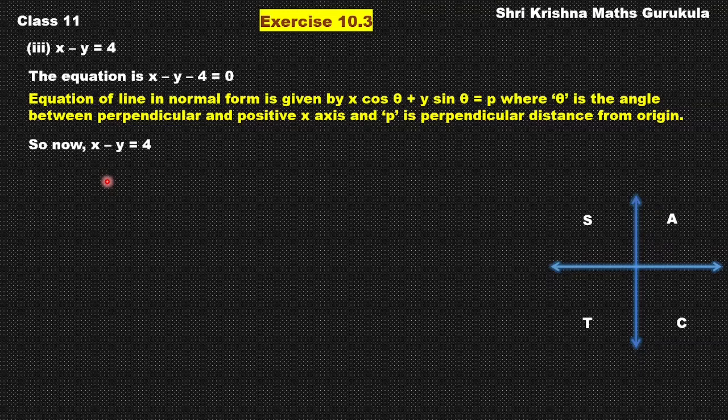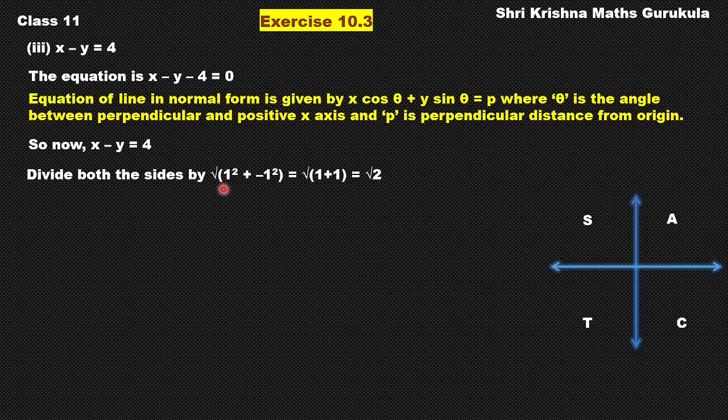What is the very next step? The first step is to move the constant to the RHS and make the perpendicular distance positive. If negative, then divide the whole equation by root of a square plus b square. That would be square root of 1 square plus minus 1 whole square, which gives us root 2. So we are dividing this whole equation by root 2, which gives us 1 by root 2 into x minus 1 by root 2 into y is equal to 4 by root 2. If we rationalize this, just check what happens. Multiply and divide by root 2. So root 2 in the numerator and this becomes 2.